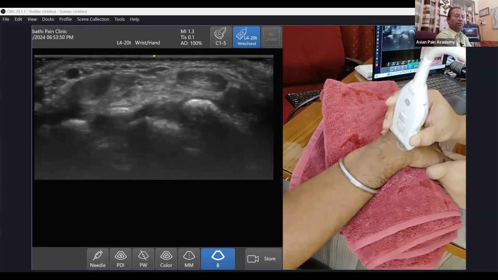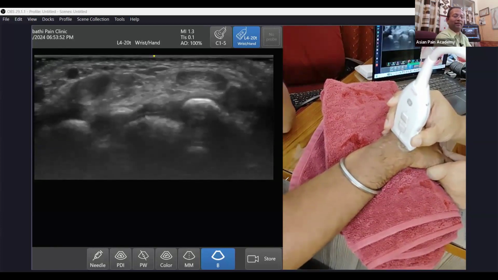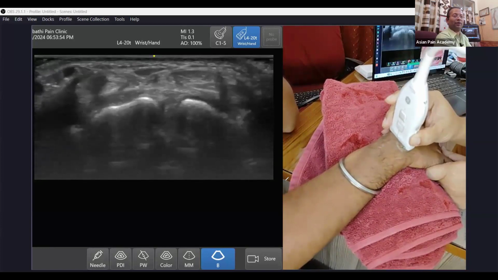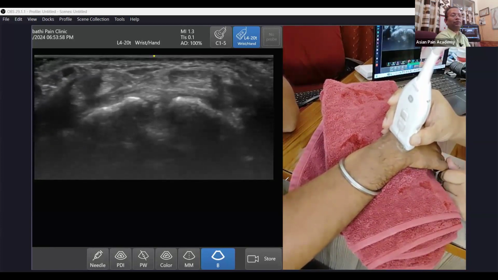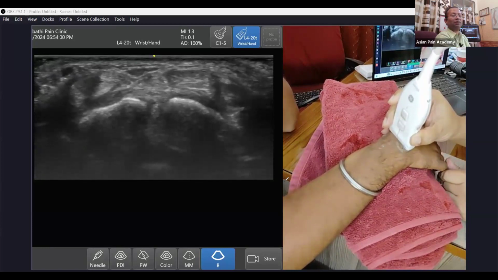Okay, so you can see the ligament very clearly, scapholunate ligament. Any confusion? Fibrillar structure also can be seen.